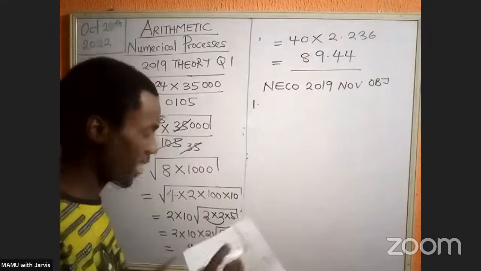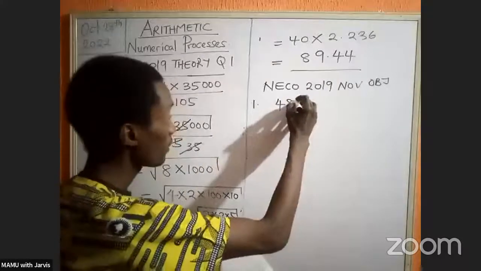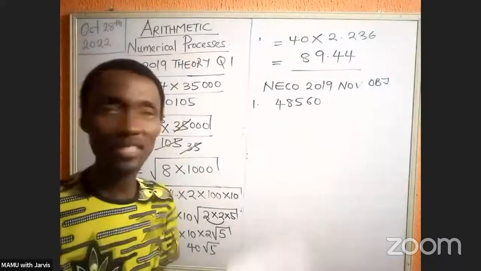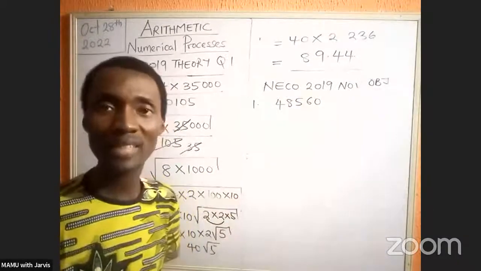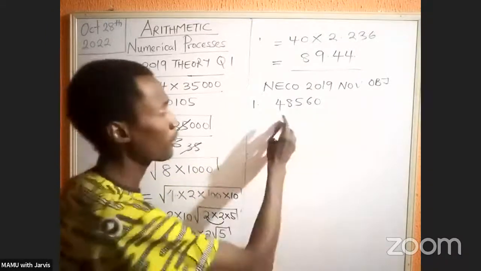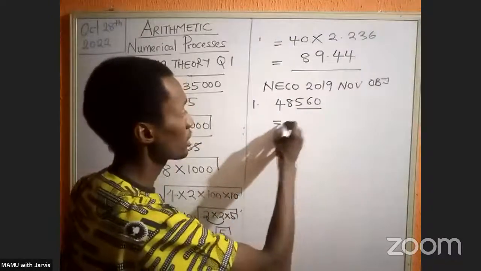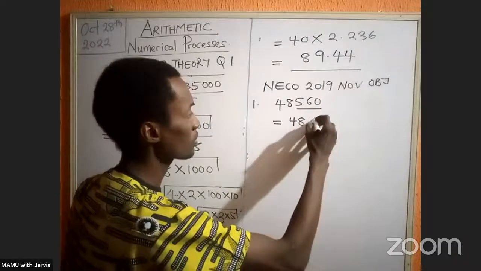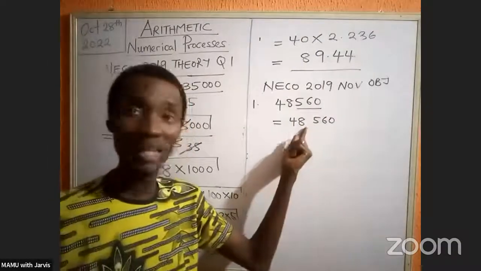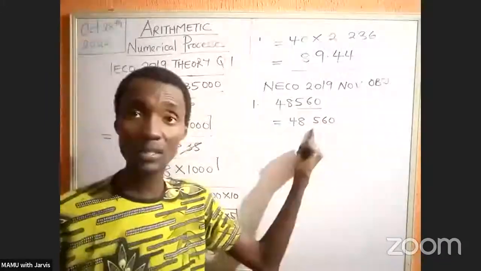It says express this number 48560 in standard form. Express this whole number in standard form. So I'm going to use my 3-digit system and I'm going to rewrite this. So this will be 48,560. It's important, take note that we rarely use comma in modern maths. We use what is called the 3-digit system. 3-digit and a space. So take note of that.